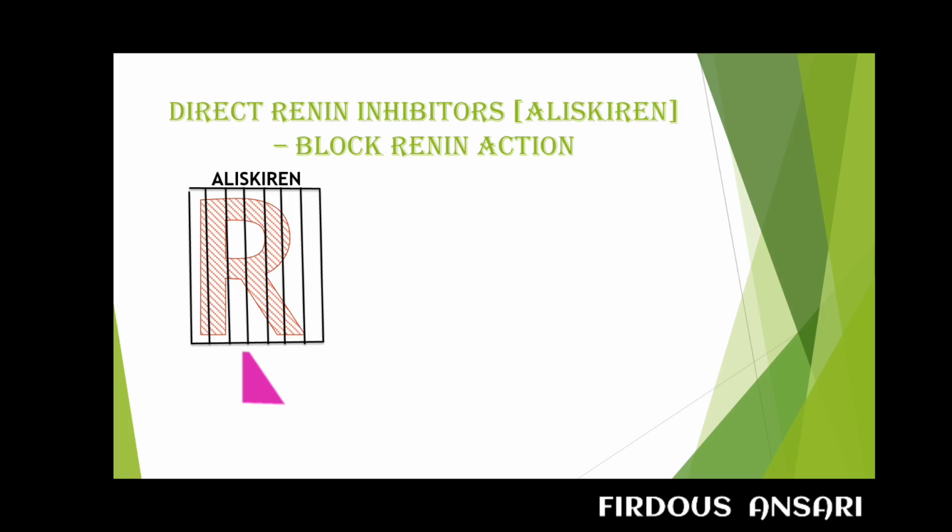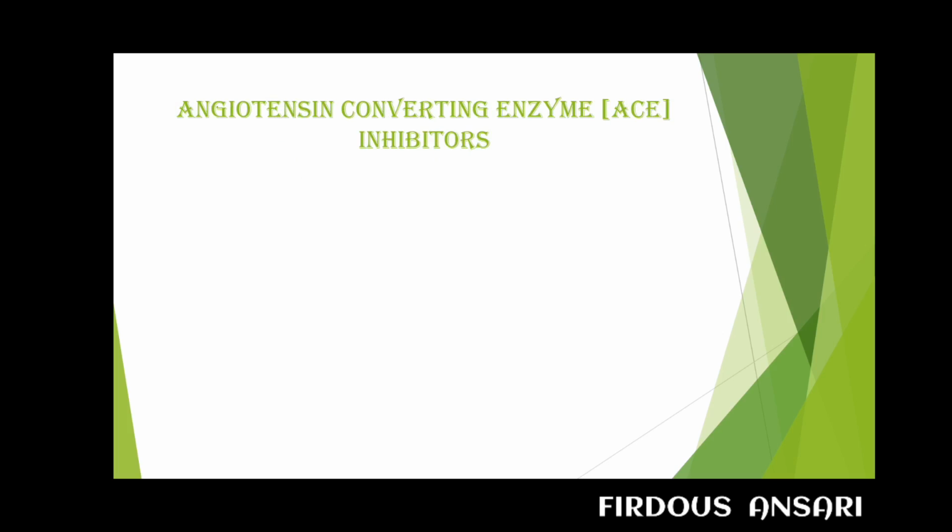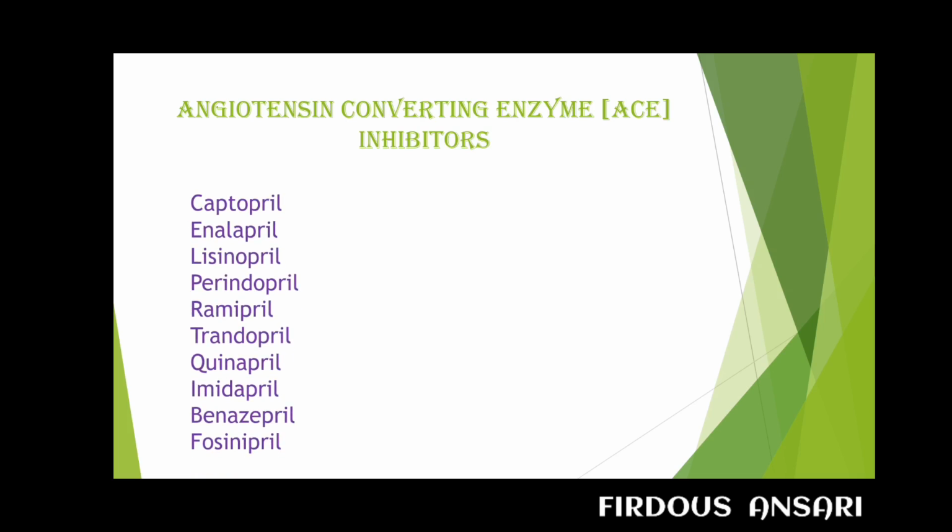Very simple. Next, another class of drug is angiotensin converting enzyme inhibitors. Like the previous one, here the angiotensin converting enzyme is getting inhibited. Examples of drugs coming under this class are captopril, enalapril, lisinopril, perindopril, ramipril, trandolapril, quinapril, imidapril, benazepril and fosinopril. The drugs ending with pril are the angiotensin converting enzyme inhibitors.